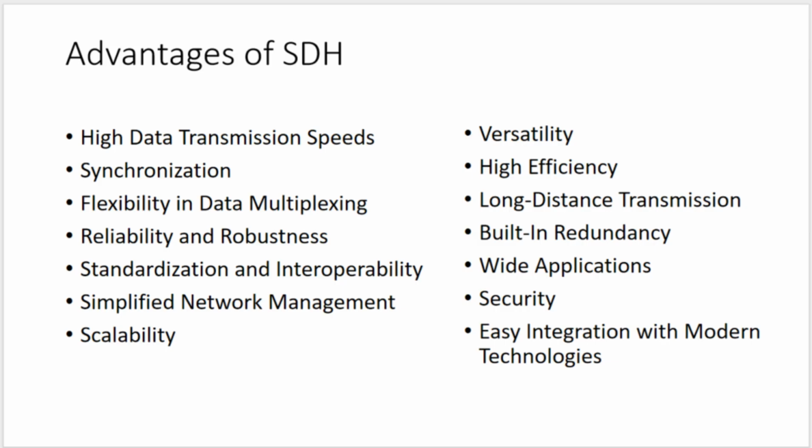Point number 7. Scalability. Support for high data rates. SDH is designed to scale to high data rates, such as STM-64 at 10 gigabit and STM-256 at 40 gigabit, making it future ready for increased bandwidth demand. Modularity. Its modular structure allows for gradual expansion of network capacity as needed.